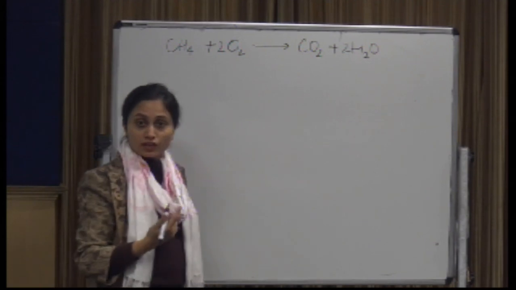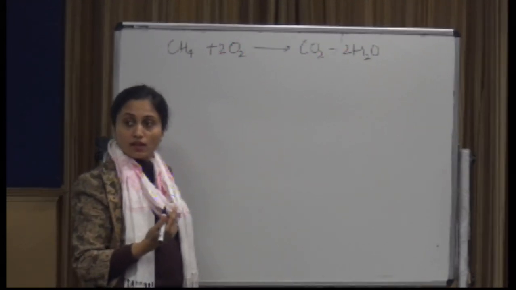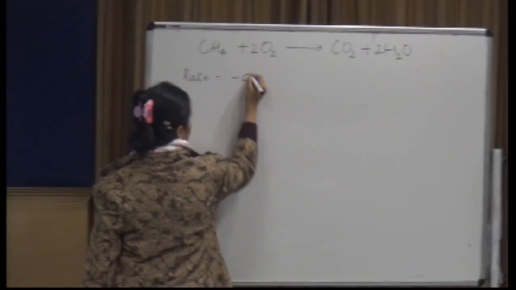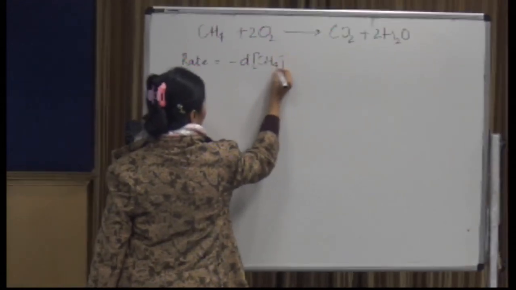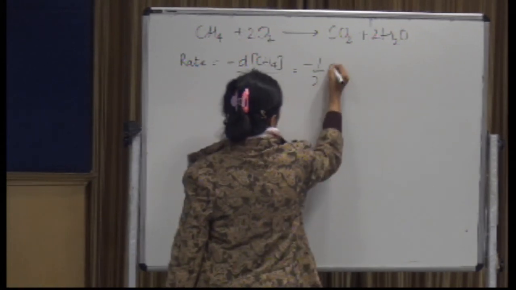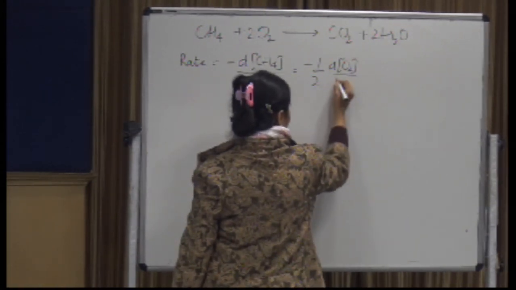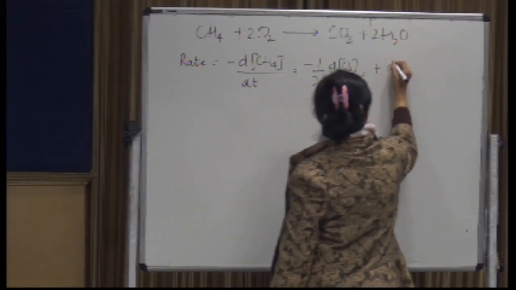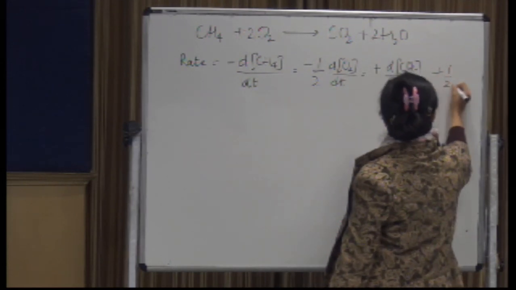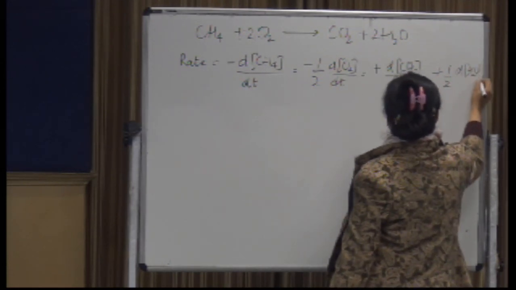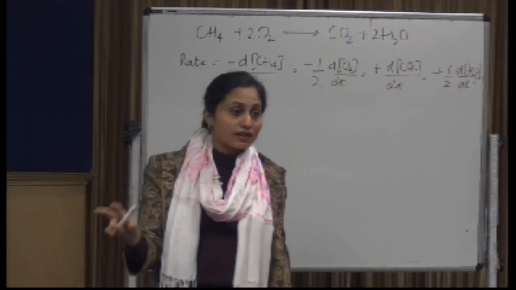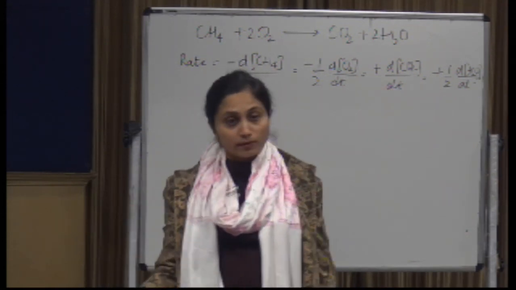Done for this question also. Now for this, what will we have as the rate? The rate will be equal to minus d[CH4] upon dt. What will this be? Minus 1 by 2 d[O2] upon dt, and this will be plus d[CO2] upon dt, and this will be plus 1 by 2 d[H2O] upon dt. So it is very important right from now on that you balance your reactions and then arrive at any expressions that you require in either kinetics or in equilibrium.